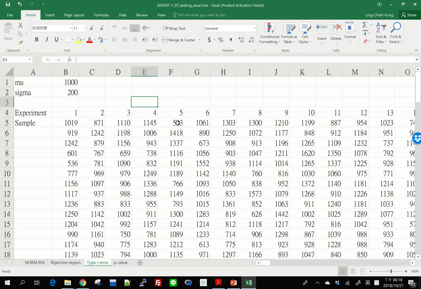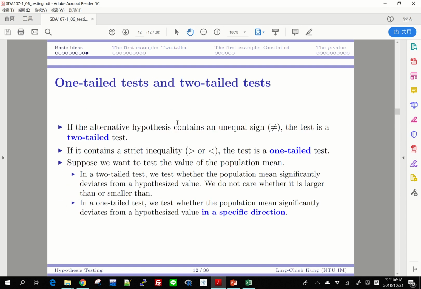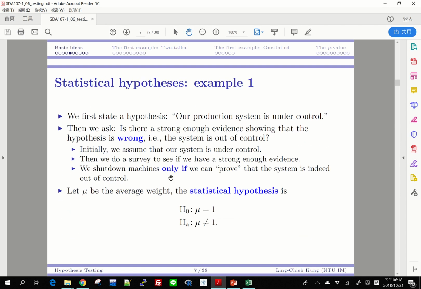So let's very quickly review what a type 1 error is. Let's go back to our slides. Basically, whenever we are doing a statistical hypothesis test, we have a null hypothesis and an alternative hypothesis. We make some default assumption on the unknown, let's assume mu is 1. And then we try to collect some sample, find some evidence, and see whether the evidence is strong enough to reject our null hypothesis.